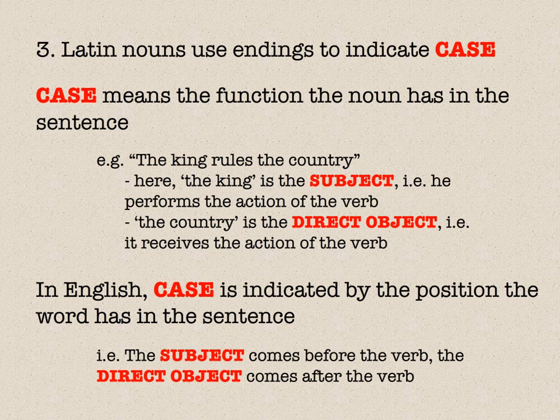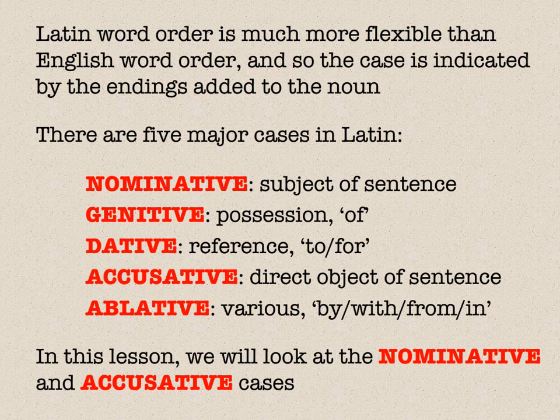In English, for the most part, case is indicated by the position the word has in the sentence. Normal English sentence structure has the subject before the verb, i.e., the king rules, and the direct object after the verb, rules the country. In English, the form of the word never changes. But Latin word order is much more flexible, and all of the different cases in Latin have different endings, so you need to learn these endings in order to work out what role the word is playing in the sentence. Latin has 5 major cases.